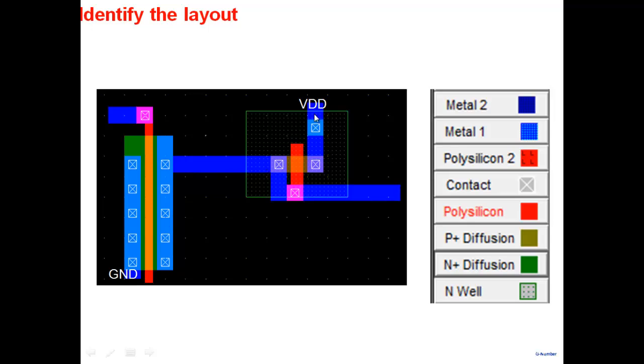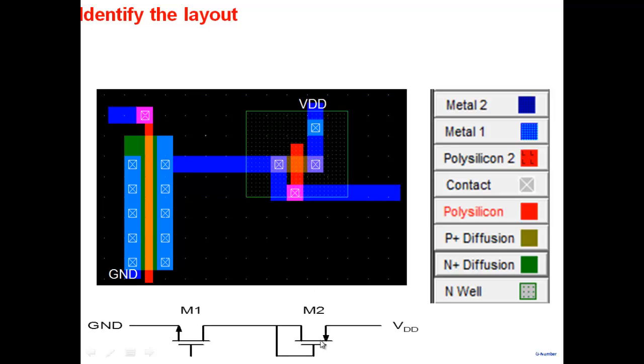What does this show you? This is gate, and this is the drain, and the drain and the gate are shorted together. So if I call this M1 transistor, whichever one, source and drain at this stage is not, and this is like our M2, and the gate and the drain are shorted together. Right? So this is what this particular one is.